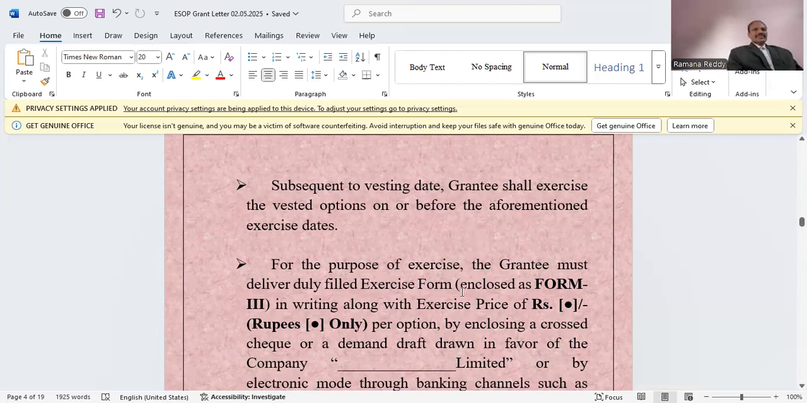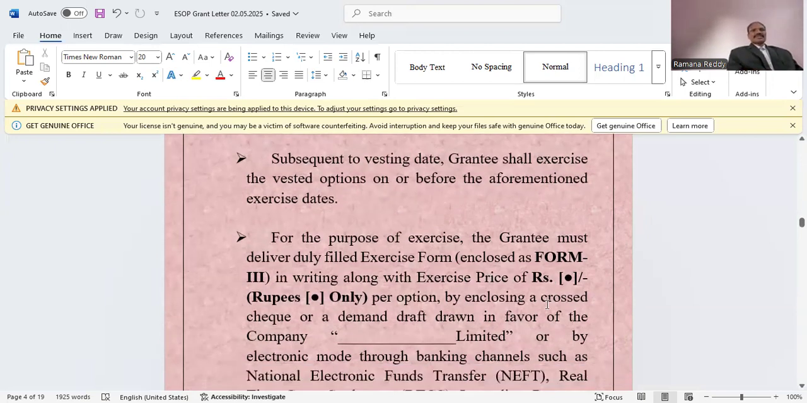How will it be exercised? Will it be exercised automatically? No. He has to fill the form after vesting. So he has to fill the form. What is that form? Here I am giving it. In this covering letter, it is attached. I will explain. All the details have to be filled in writing along with the exercise price.